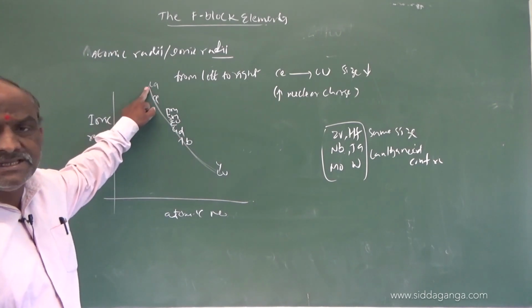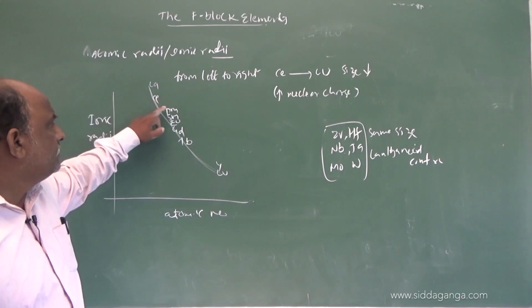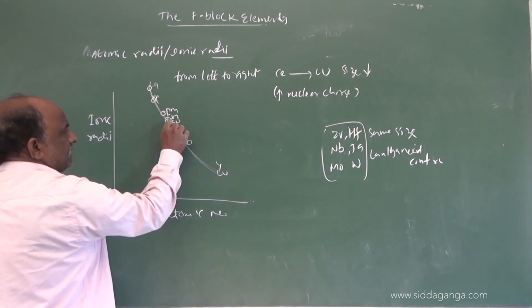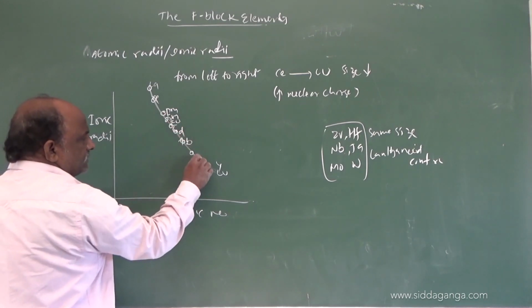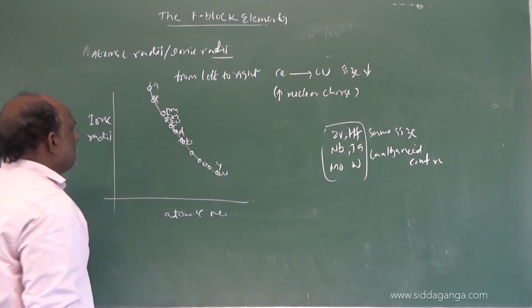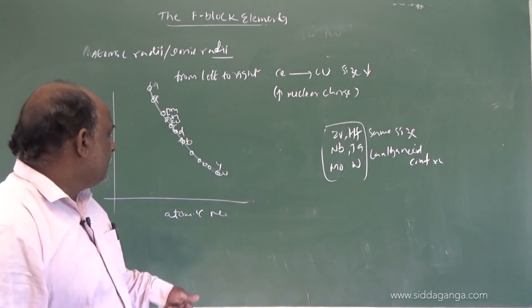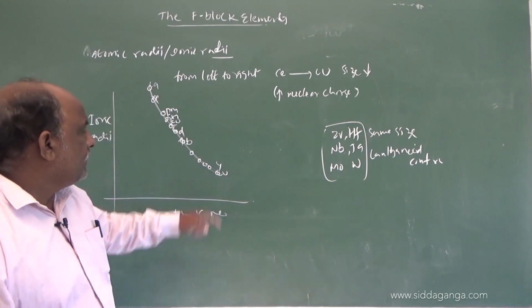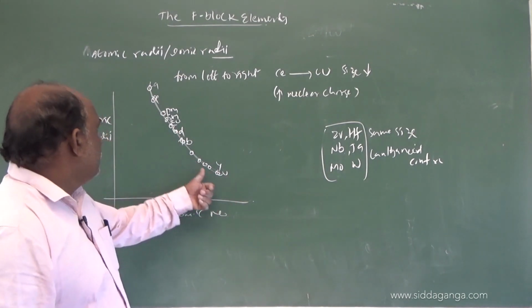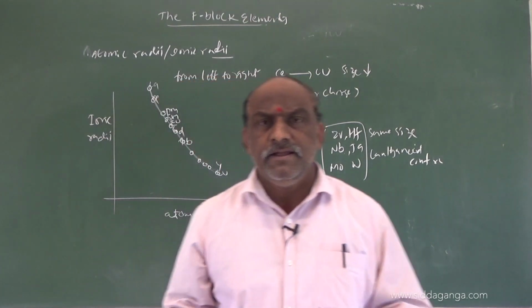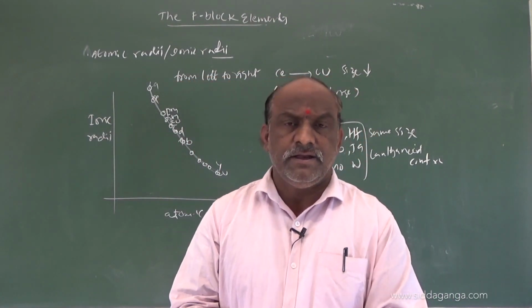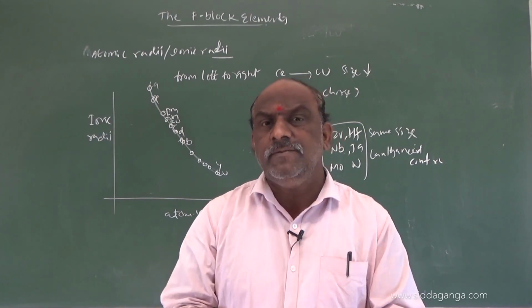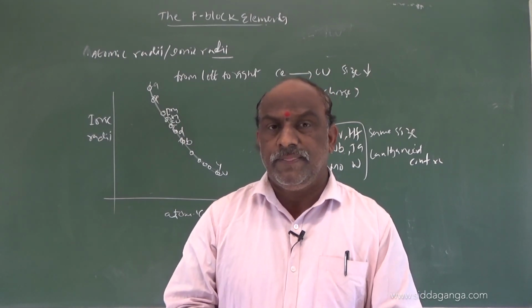So it is +3: lanthanum +3, cerium +3, promethium +3. Like this graph, you will find it in the NCERT text. So it is ionic radii versus atomic number. What happens here is, as atomic number increases, ionic radii decreases. Ionic radii and metallic radii decrease because f-f screening will be less compared to d-d screening.